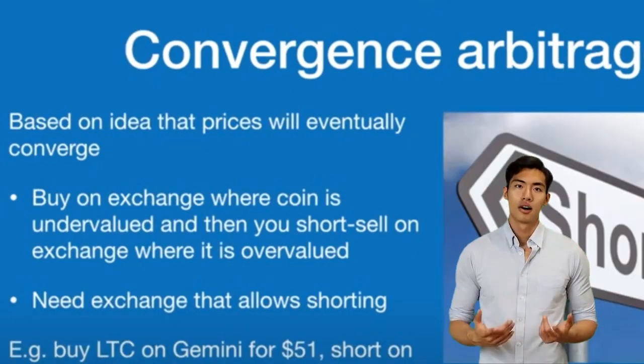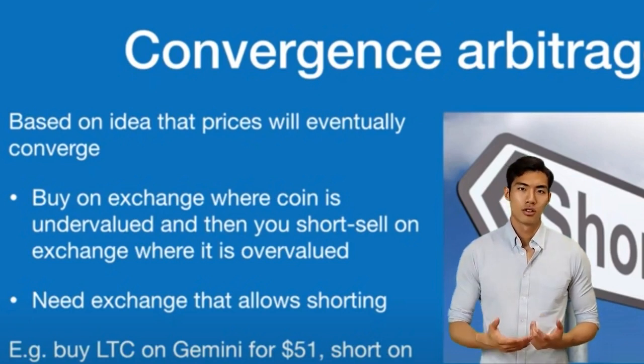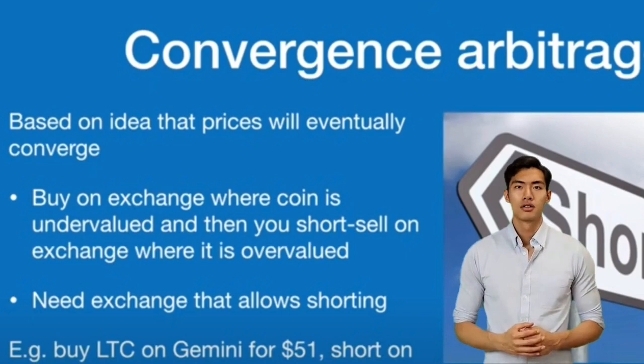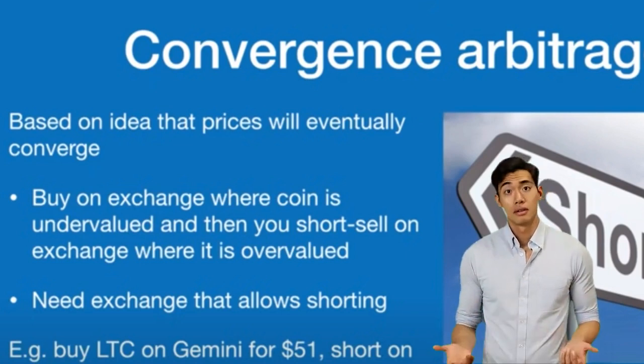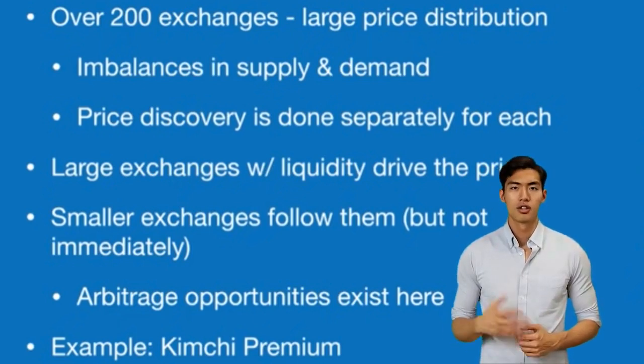Next up, convergence arbitrage. This is based on the idea that when there are market inefficiencies, eventually the prices will converge due to other people, for example, taking advantage of arbitrage opportunities. So what you can do is buy this coin on the exchange where it's undervalued, and then you short sell it on the exchange where it's overvalued. Of course, you need to find an exchange that allows shorting of that particular coin.